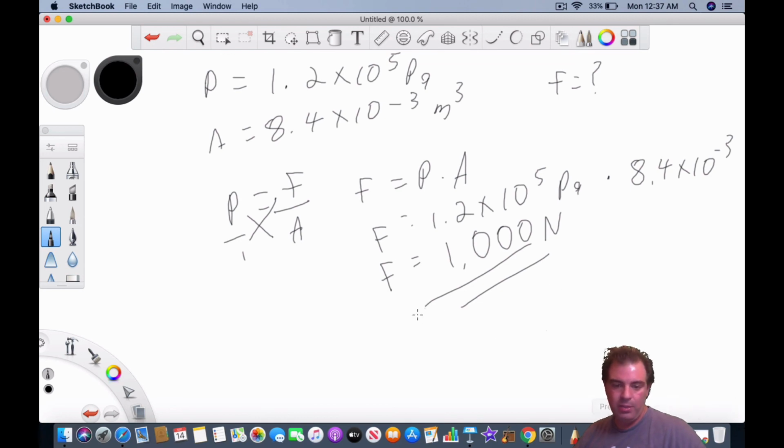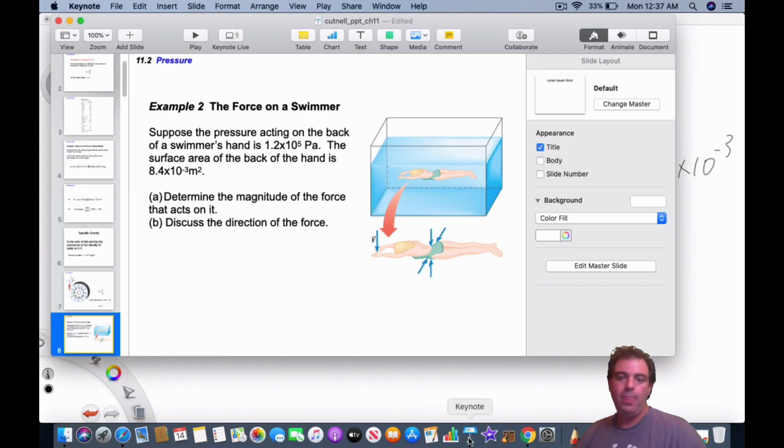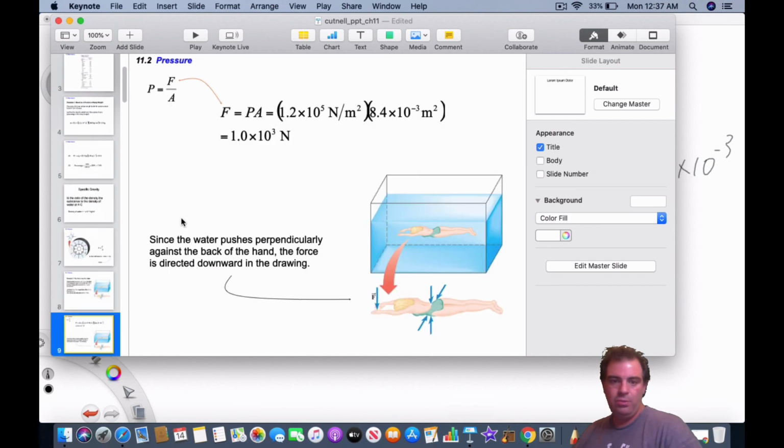Going back to our presentation, it's going to be about 1,000 newtons, and we clearly see that once we manipulate the formula for force, we multiply the pressure and the area, and we get 1 times 10 to the 3rd newtons, which is about 1,000 newtons.